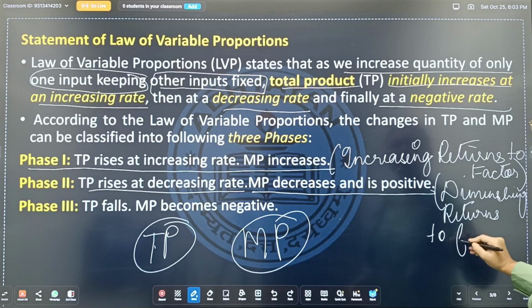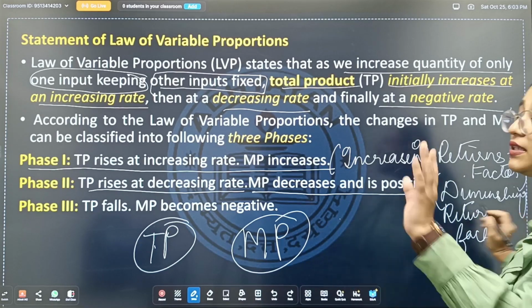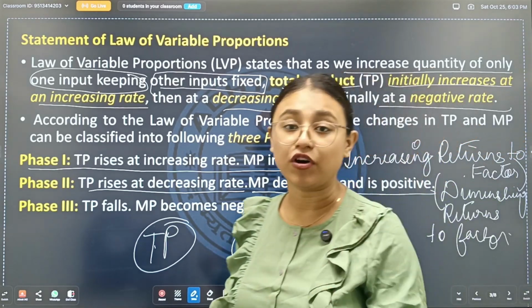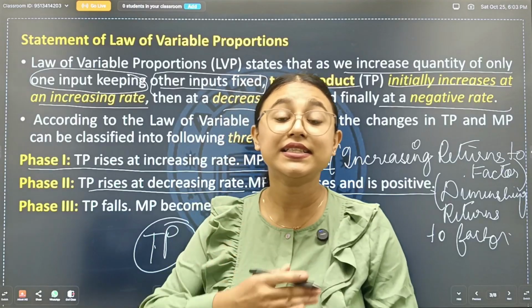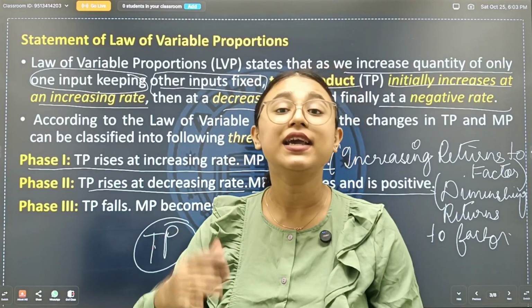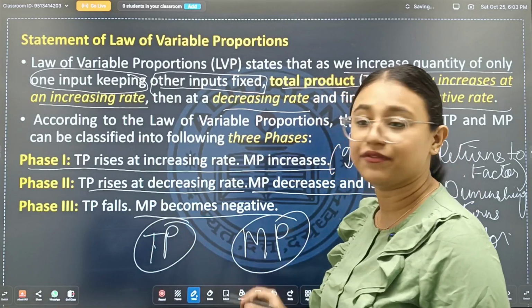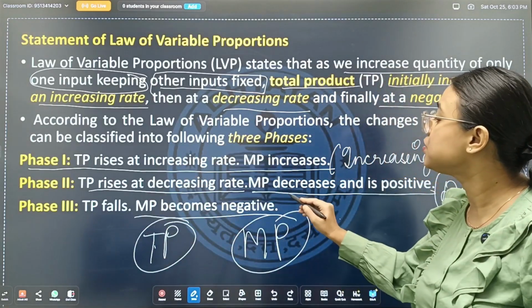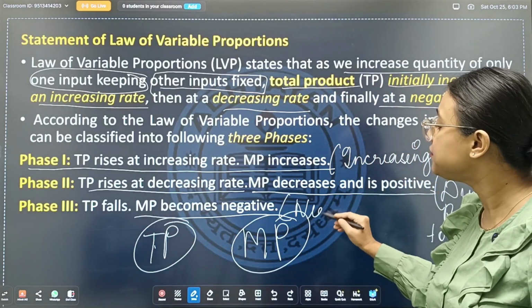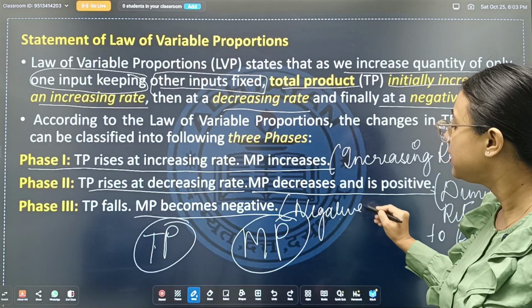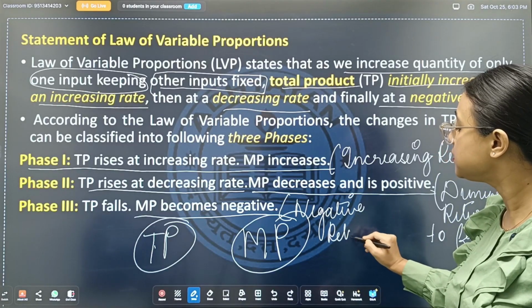Diminishing returns to factor. Fine. The third phase is when TP falls. TP will fall, where the rate of increase in TP is negative. Meaning the marginal product becomes negative. Fine. So this third phase is also referred to as negative returns to factor.